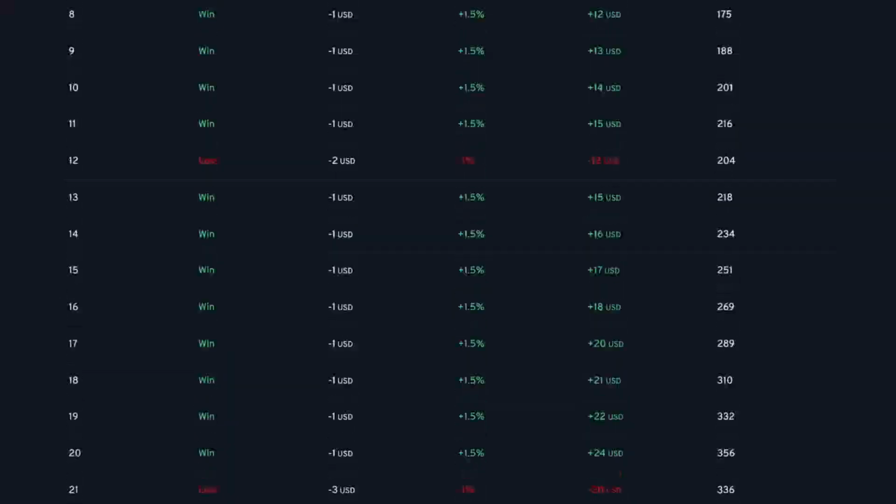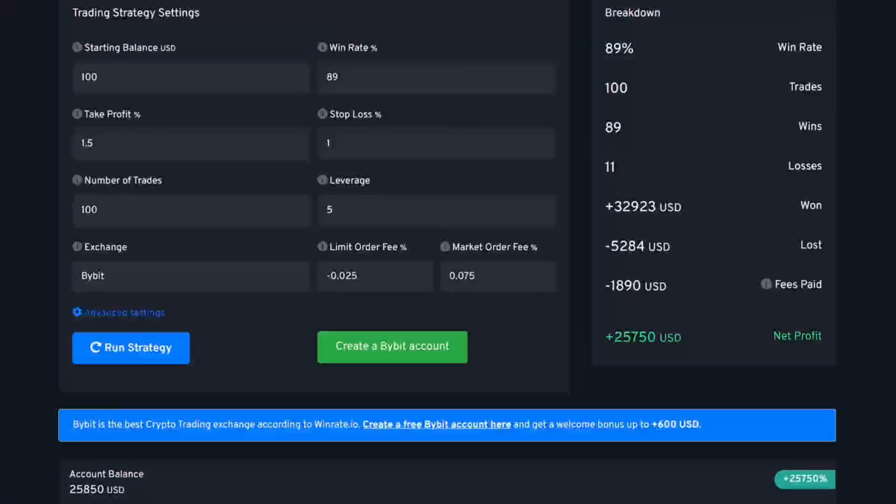As you can see, the results are just amazingly good. By no means do I want to say that real-time results would be the same, due to spreads and fees and your mindset at the time you're initiating each trade.